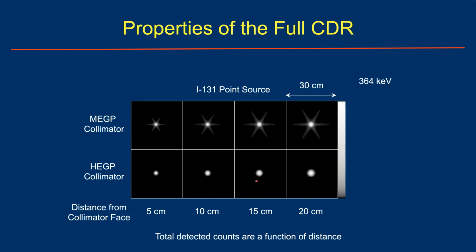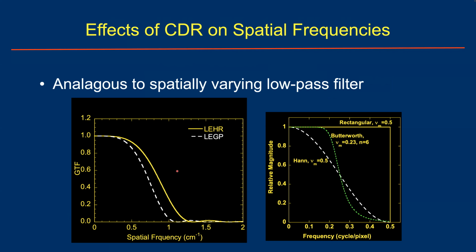This shows the effect of the collimator detector response in spatial frequency, demonstrating two different collimators. The low energy high resolution collimator, which has a small hole size, has better resolution. That's why it has wider curves compared to the low energy general purpose collimator, which has a bigger hole size and worse resolution. Overall, the effect is very similar to a low pass filter, as shown on the right.